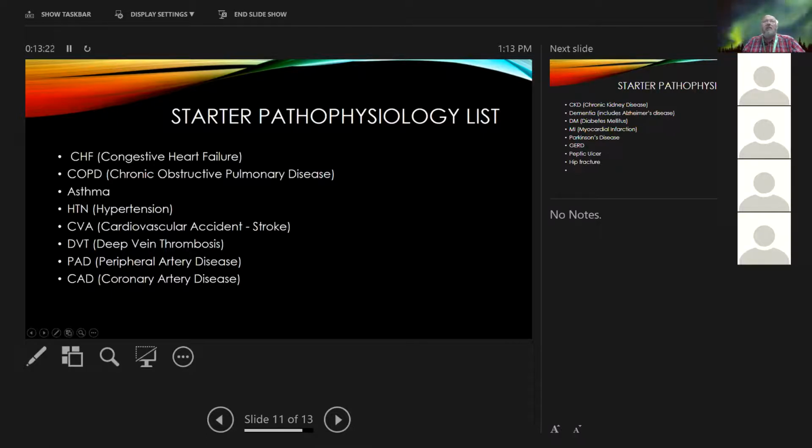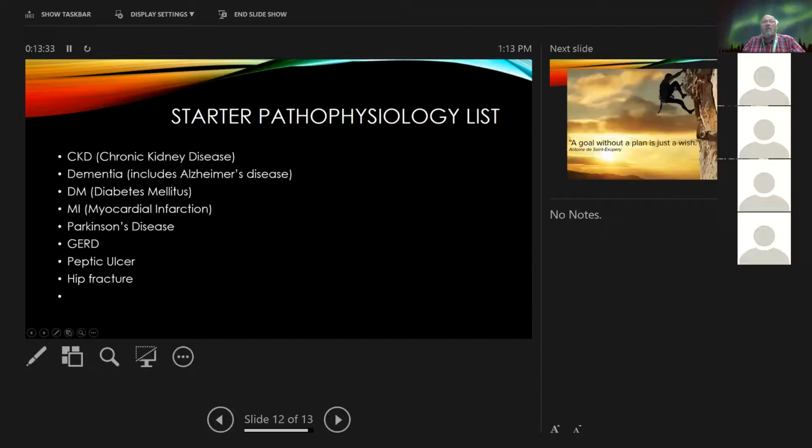So these are the ones, the starters, the CHF, COPD, asthma, hypertension, CVA, DVT, peripheral artery disease, and coronary artery disease. And those are the ones that we're going to work on. These are some of the other ones that are there, that if you want to do them, it would be a great thing for you to do, because if you build up a pathophysiology list, then you don't have to do it when you're out in clinicals, because you've already got it made. Then you just pull it out of your file and say, okay, here it is. And that's one less thing that you have to do when you're in clinicals.